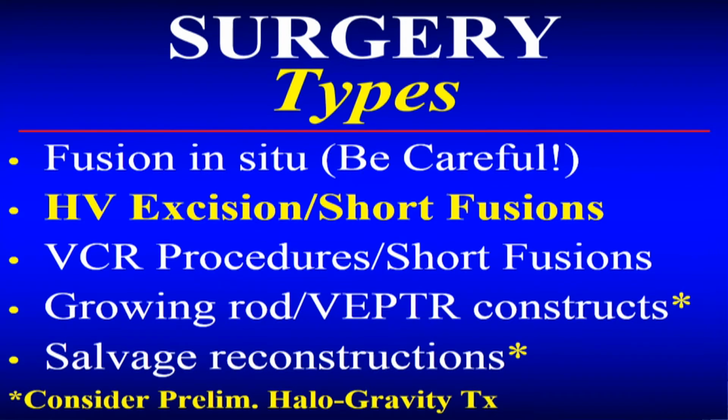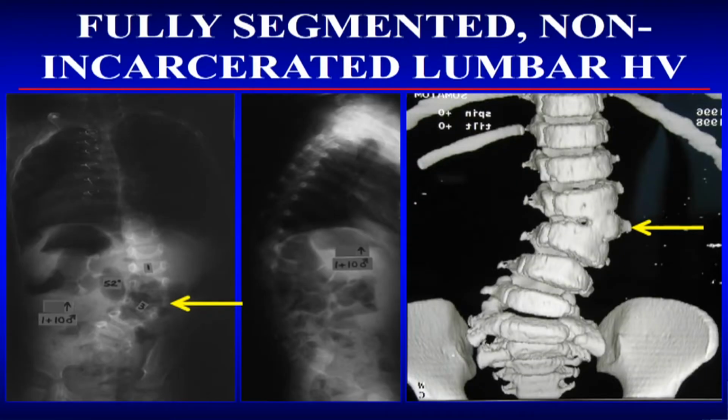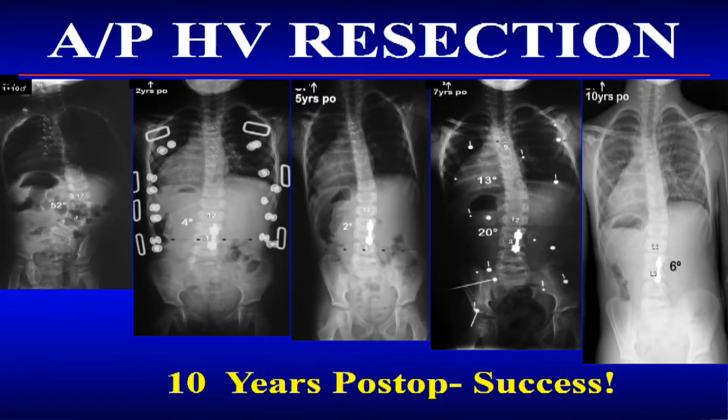Probably the best treatment for congenital deformities are those hemivertebrae that can be excised with a very short fusion. Here's an example of a 1 plus 10-year-old boy with a L3 hemivertebra that's non-incarcerated and fully segmented, so a high risk of progression, already producing a 52-degree deformity before age 2.